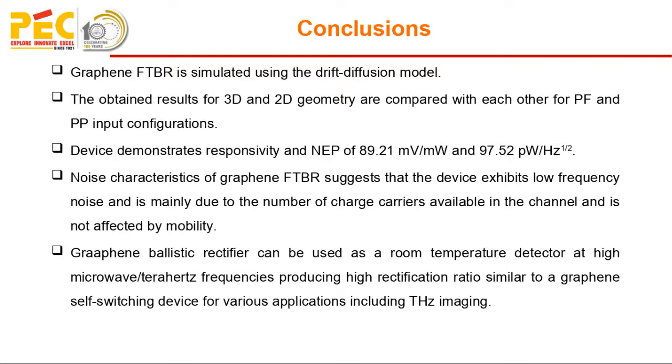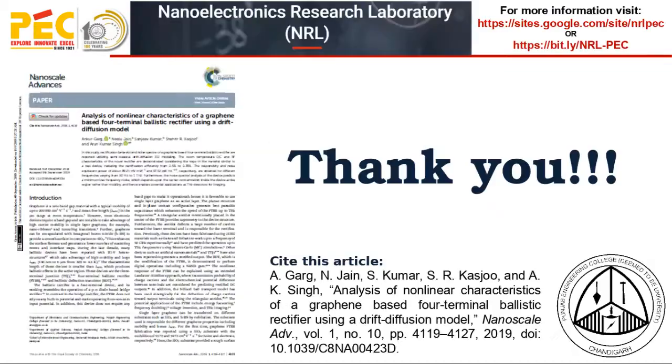And the graphene ballistic rectifier can be used as a room temperature detector at high microwave or terahertz frequency, producing a high rectification ratio similar to the graphene self-switching diode device for various applications including terahertz imaging. And we will get an even better response of the device if we place the graphene over hexagonal boron nitride, because it will give a smooth surface to the graphene for getting better and better mobility.